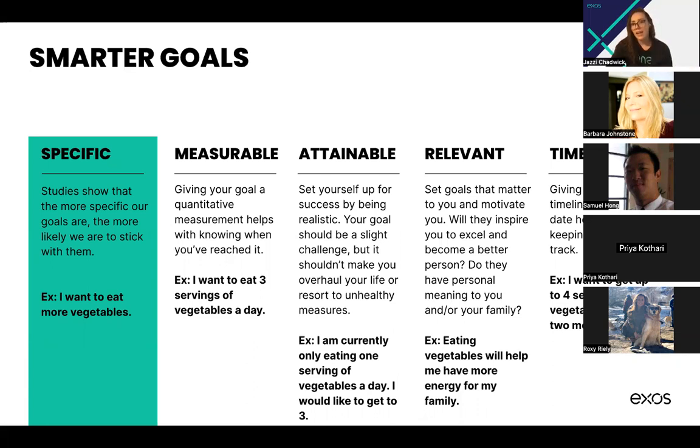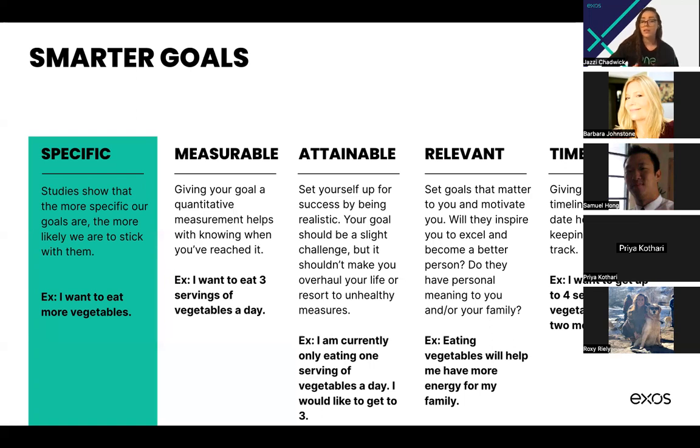Then we have attainable. Obviously we want to challenge ourselves, but we do also need to be realistic, right? If we set a goal that we could not complete in a certain time frame, it's going to be a little bit discouraging. We really want to make sure that we're setting ourselves up for success by making sure that we're challenging ourselves, but we can still reach that.